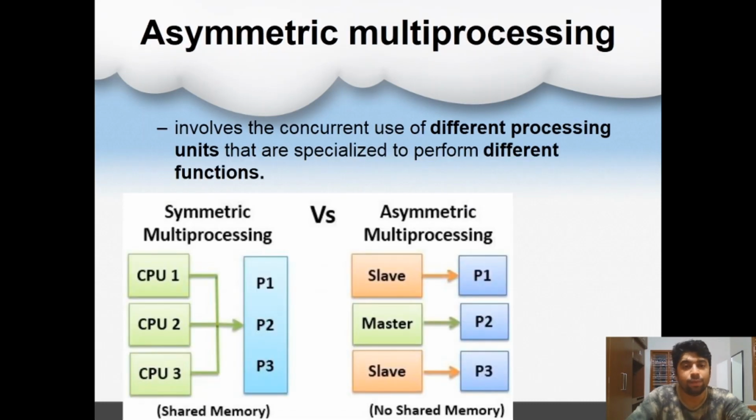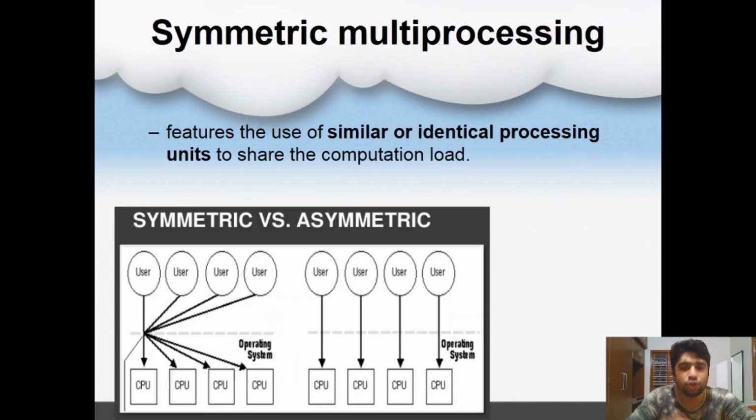Now coming to asymmetric multiprocessing. It involves the concurrent use of different processing units that are specialized to perform different functions. Here, in symmetric it is similar function, but here it is different functions. It is called asymmetric multiprocessing. You can see multiple processes on the right side of this diagram.